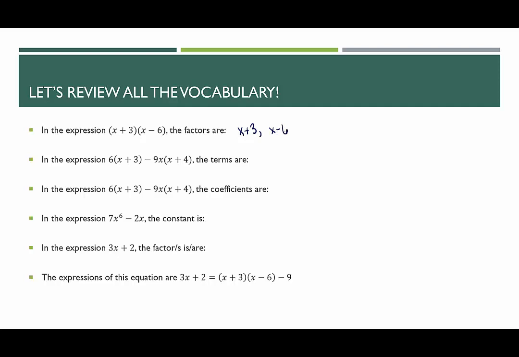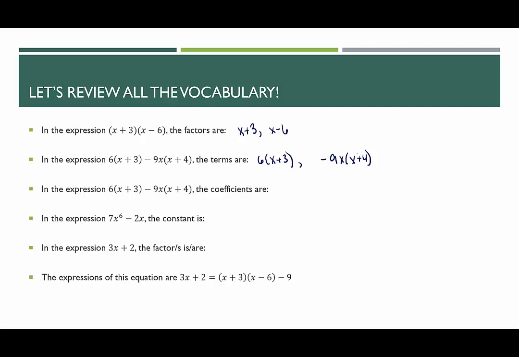In the expression, now we have 6 times x plus 3 minus 9x times x plus 4. The terms, this has 2 terms right now. The first term is 6 times x plus 3, and the second term is minus 9x times x plus 4. And again, if you use the distributive property, that's going to increase the number of terms to start, and then as we go to simplify, it will bring the number back down. But right now, what we're looking at is 2 terms.